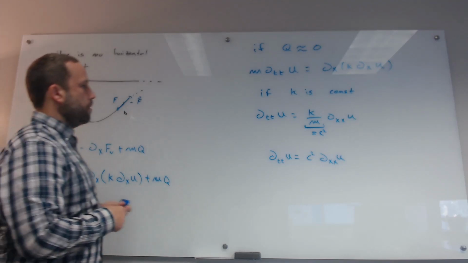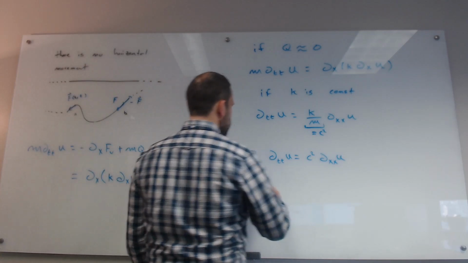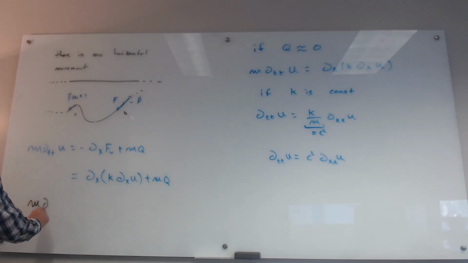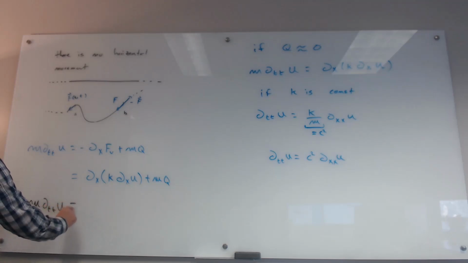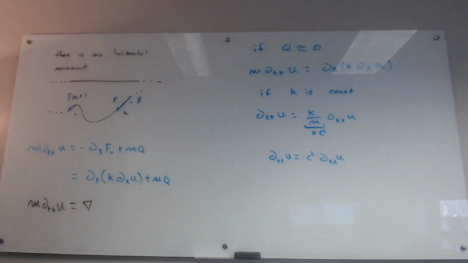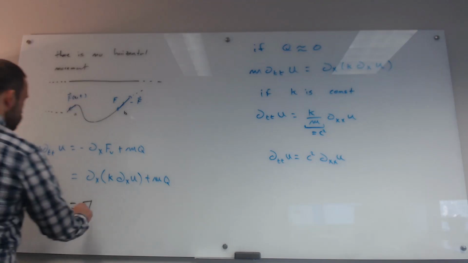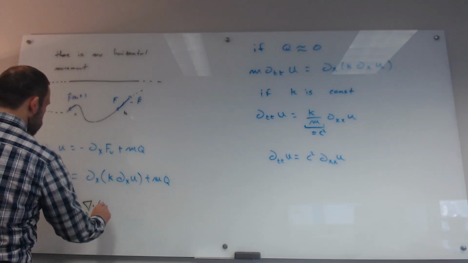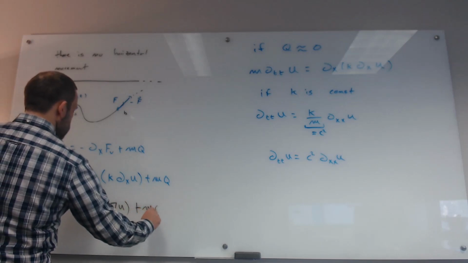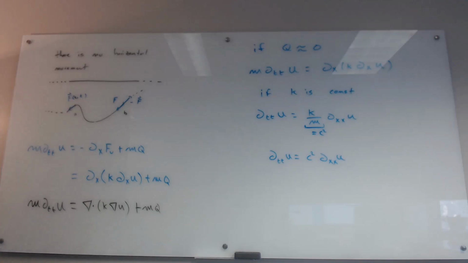Okay, the last thing that I want to mention is that in higher dimensions, you get something very similar to this. In higher dimensions, you're going to have something like M times the t derivative of U. Wherever I see the x derivative, I'm going to replace this with a gradient in these spatial variables. So if it's in 2 dimensions, this will be a gradient in the xy variables. So it's going to be this dotted with k times the gradient of u, and then plus mq.